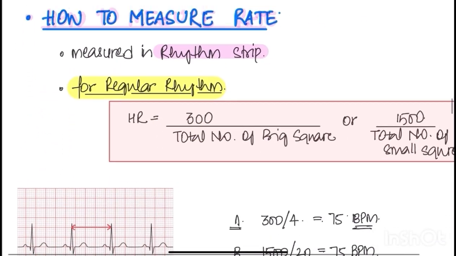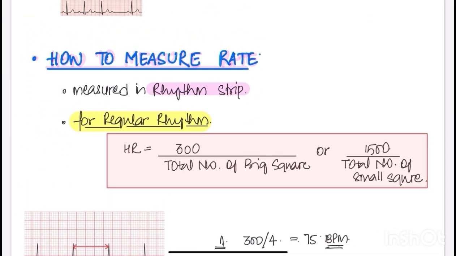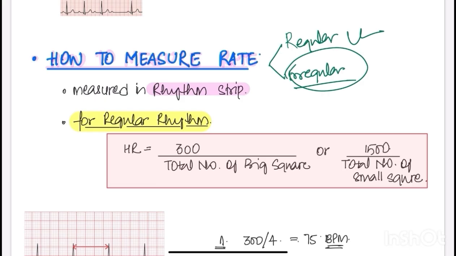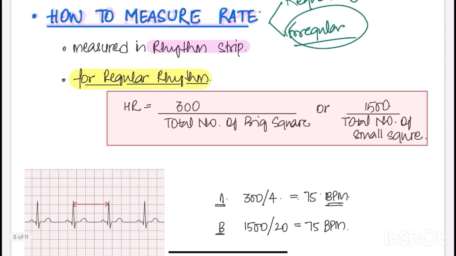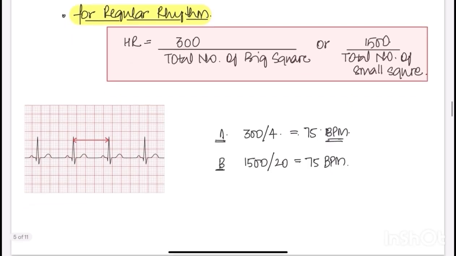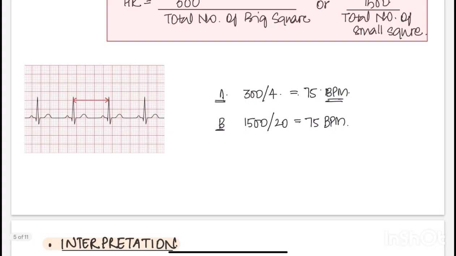So how do we measure the rate? To measure the rate, there are two criteria. First, if the rhythm is regular. There is a different formula if the rhythm is regular, and a different formula when the rhythm is irregular. So let's see the regular one first. For regular rhythm, heart rate is calculated by 300 divided by total number of big squares, or 1500 divided by total number of small squares. We'll see an example over here.